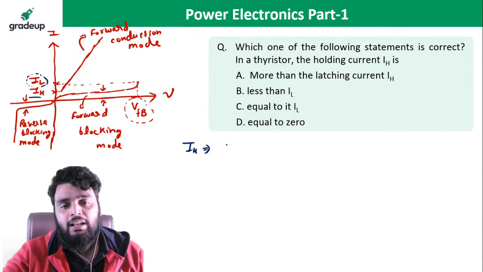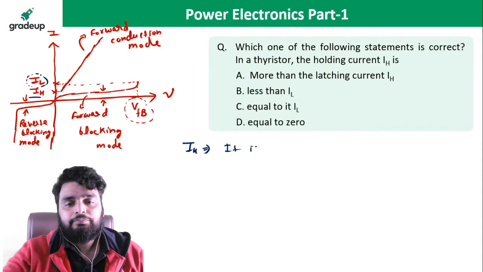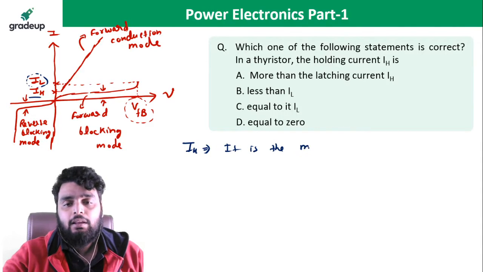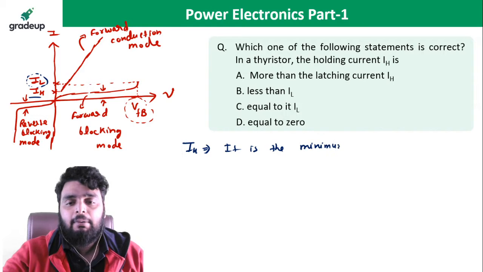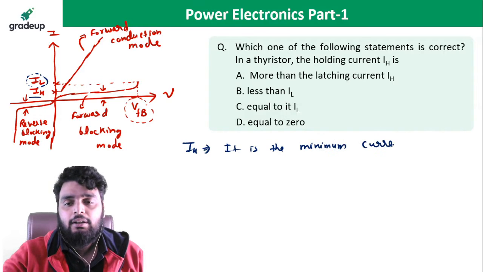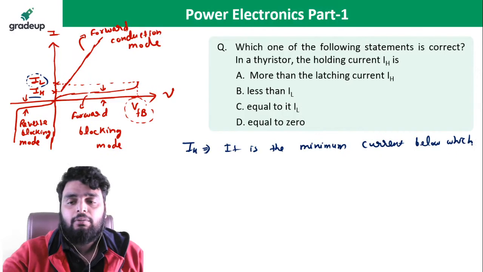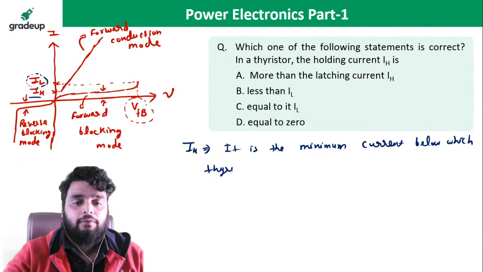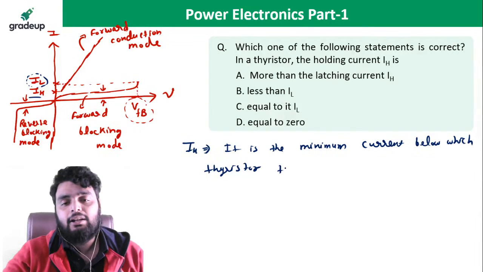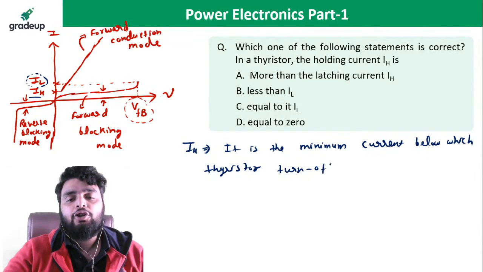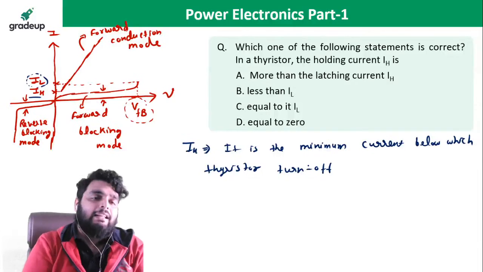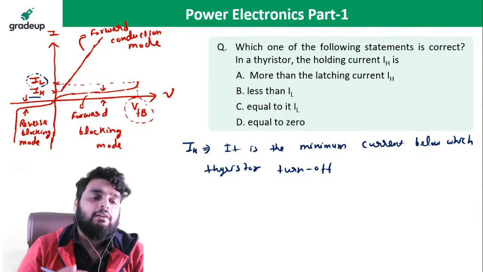It is IH. It is the minimum current below which the thyristor turns off. Remember, if your anode current becomes less than the holding current, then your thyristor will turn off.